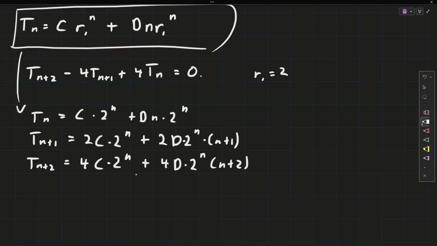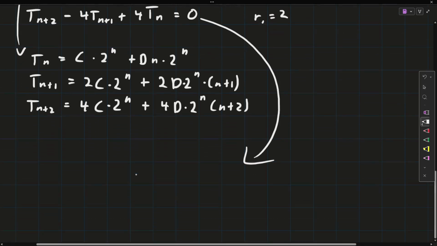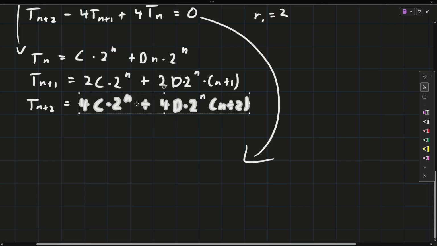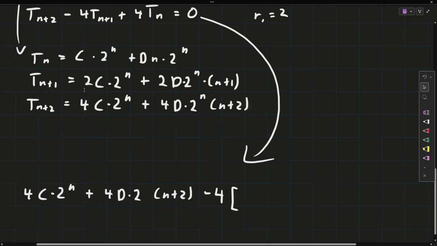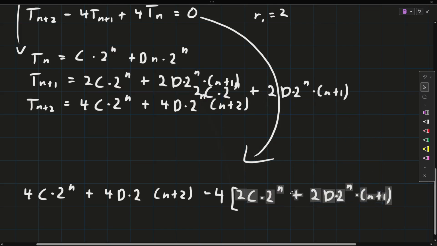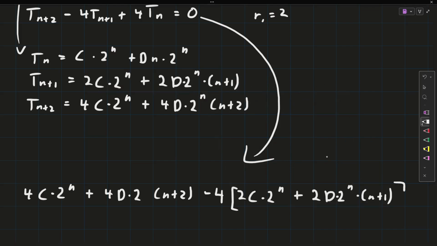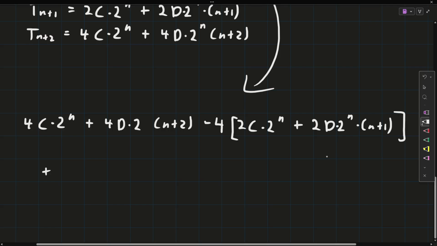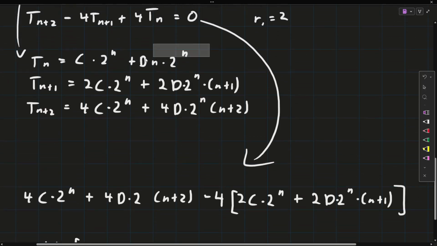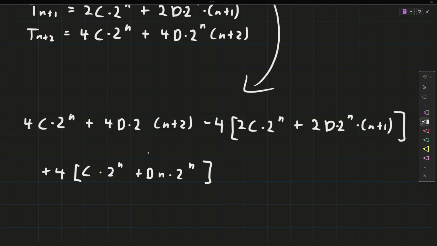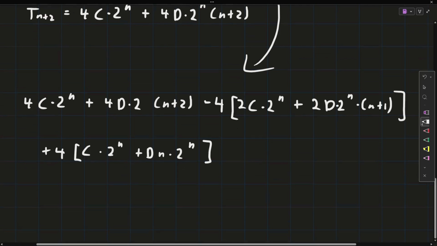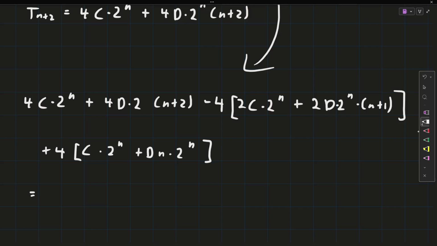And now let's sub it into the original equation and see if it is indeed a solution. So we have t sub n plus 2, that's going to be this stuff. Then we have minus 4 times t sub n plus 1, which is this stuff. And then we have plus 4 Tn. So then we have plus 4, and then Tn is this part. We're guessing it's going to be equal to 0, but let's just do a little check. Okay, so we're going to have to multiply out some terms.